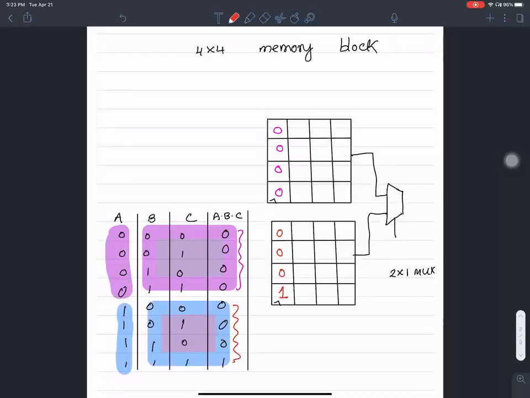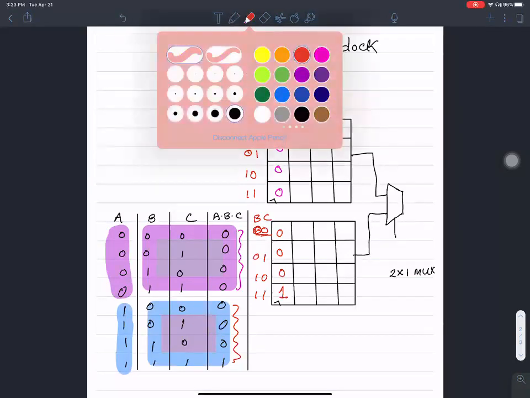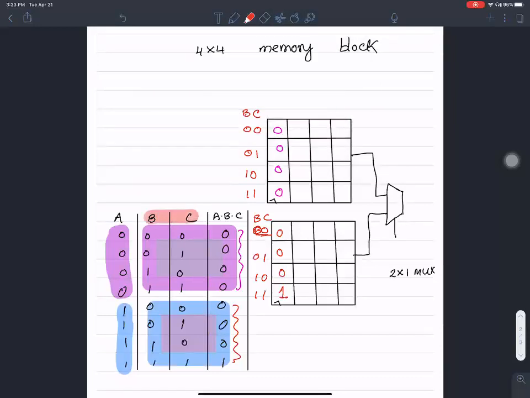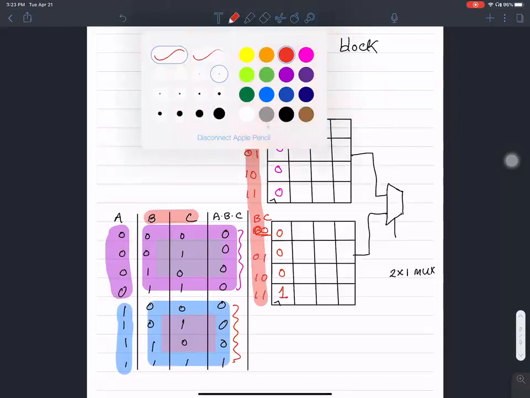Then the address lines are going to be B and C, right? So the address lines are going to be 00, 01, 10, 11 corresponding to B and C. The same here, the address line for this guy is going to be 00, 01, 10, 11 corresponding to B and C. So what I have done is I'm going to take this B and C and apply them as address lines here. Okay, now what am I going to do with the third input that I have available here?